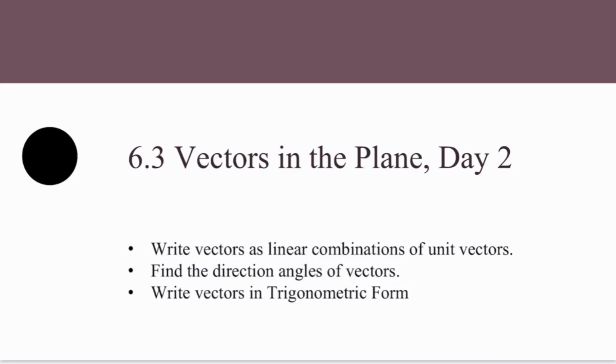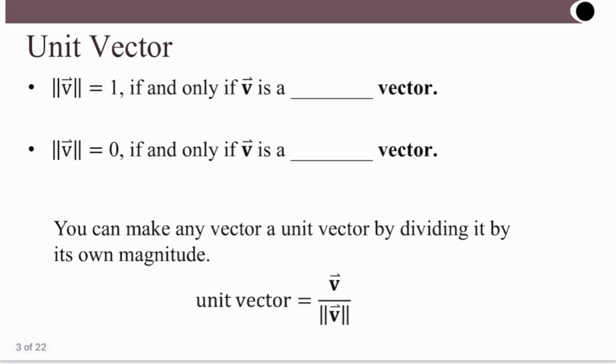Vectors in the plane, day 2. First, let's talk about unit vectors. So if the magnitude of a vector v is 1, then v is called a unit vector.